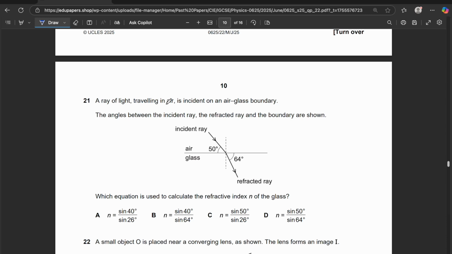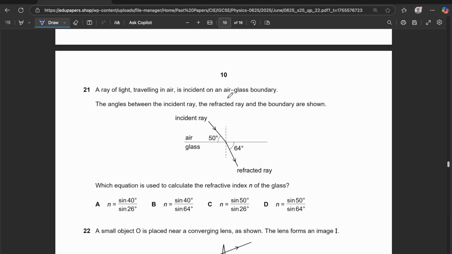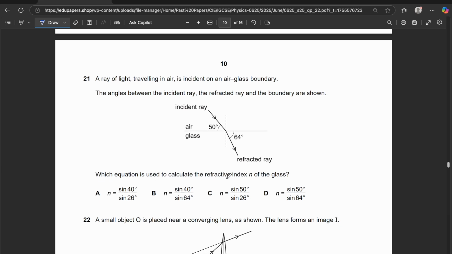21. A ray of light traveling in air is incident on an air-glass boundary. The angles between the incident ray and refracted ray and the boundary are shown. Which equation is used to calculate the refractive index N of the glass? So it is coming from the air. So, angle of incidence divided by angle of refraction, and they gave the angles with the boundary, not with the normal. So we have to subtract from 90 degrees. So it'll be sine 40 divided by sine 26. A.